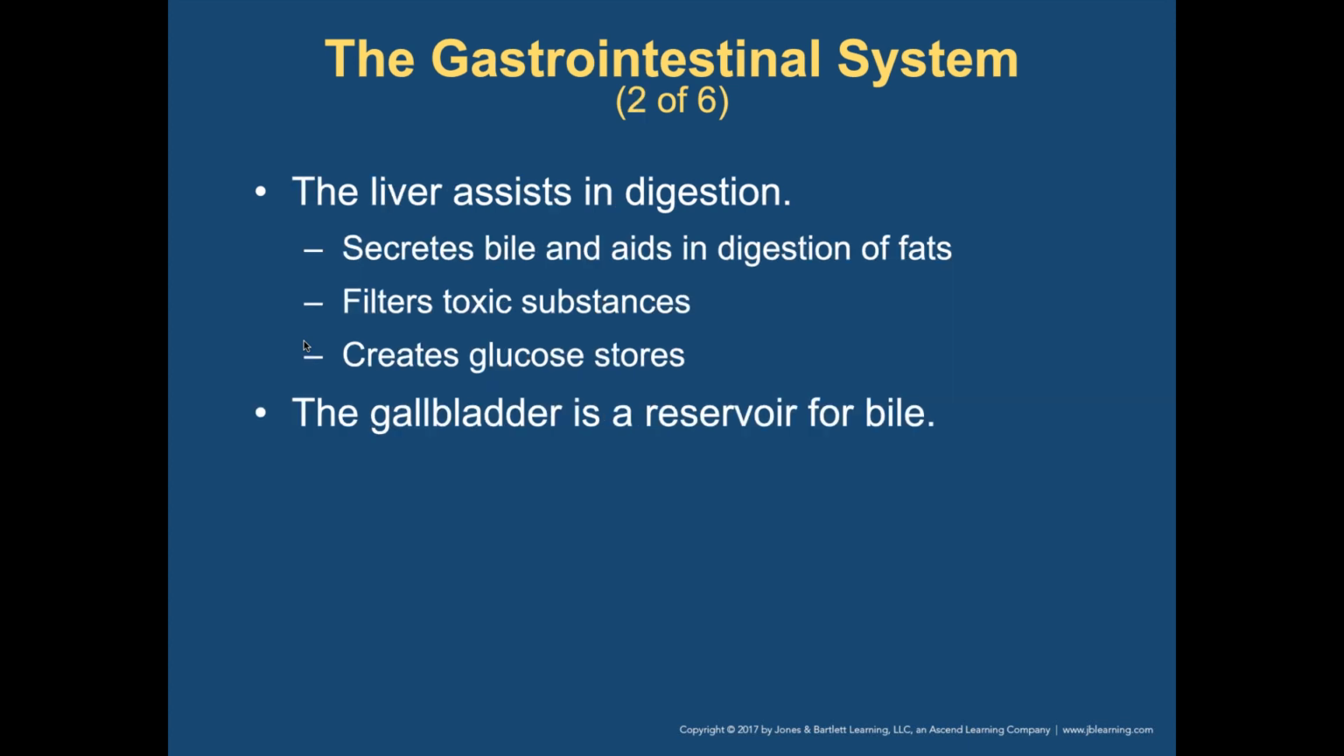Moving on, we'll get to it. Your liver also assists in digestion, right? It secretes bile, which aids in the digestion of fats. So lipase is in there. You don't need to know that, but if you're an overachiever, if you just want to know what it is, that's one of the chemicals that breaks it down.